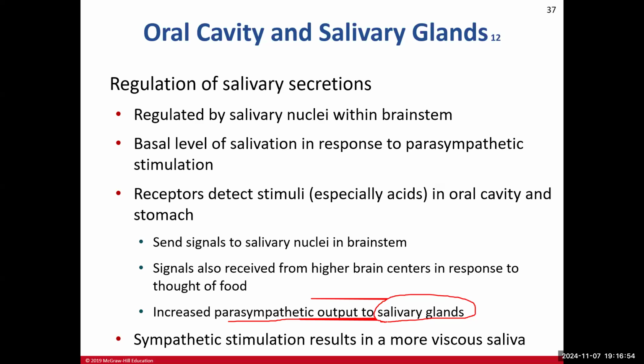Well, vagus is 1. So it's cranial nerves 3, 7, 9, and 10. So that would be oculomotor, facial, glossopharyngeal, and vagus there.